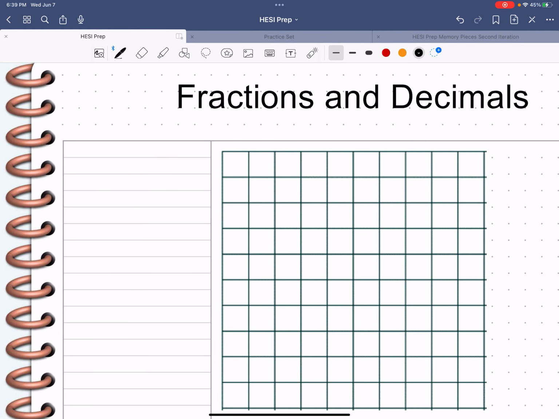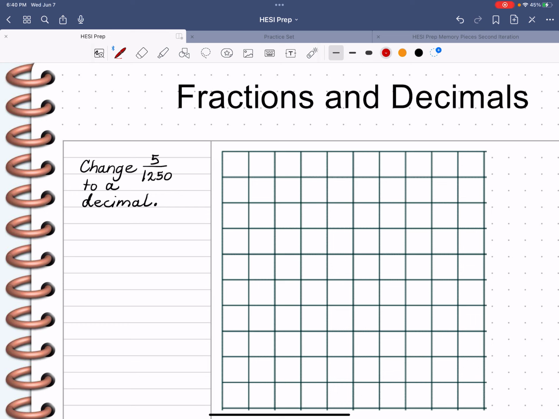I want us to change 5 over 1250 to a decimal. So this goes back to that last video, page 20, where we are dividing a fraction. So you want to set this up.